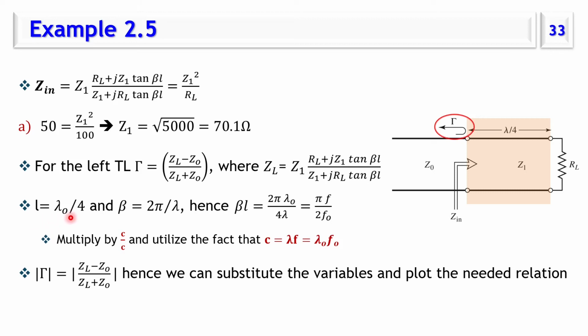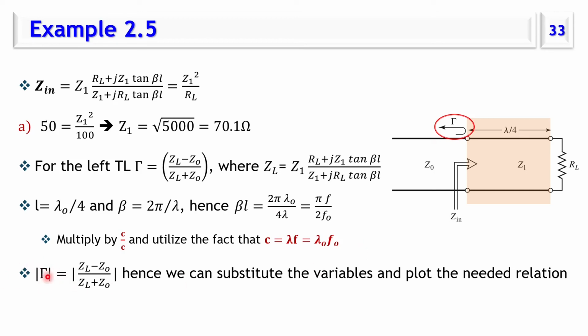So L equals lambda naught by 4 at this specific wavelength. If we want to calculate the input impedance at a different frequency, we can just follow the math here. The speed of light equals lambda f, which also equals lambda naught f naught. So for any frequency, if we increase the frequency, lambda will decrease. If we decrease the frequency, lambda will increase.